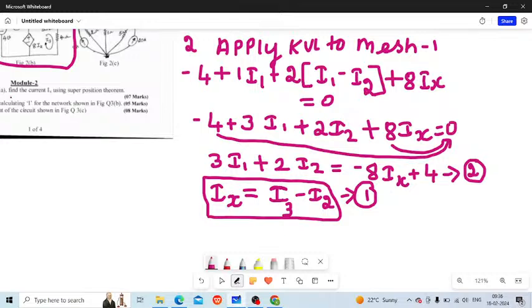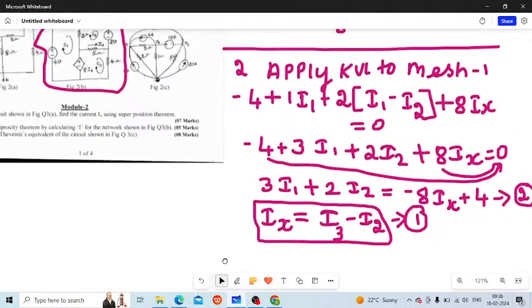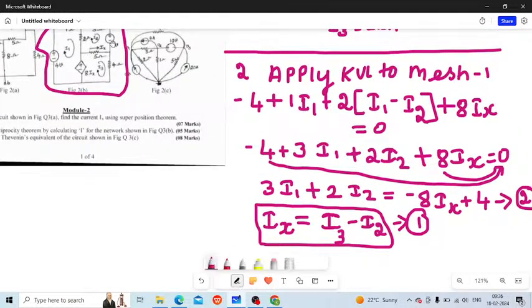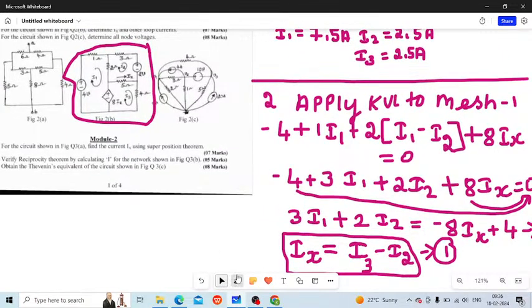Okay. Now the next equation is nothing but we have to write the equation for mesh 2 and mesh 3, right? So I'll just move on. If I write the equation for mesh 2, apply KVL to mesh 2.